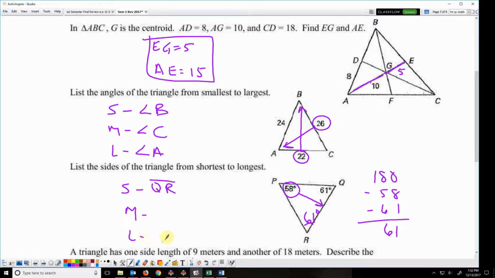The longest side is across from the largest angle, and there's a tie for largest angle at 61 degrees. So across from one of the 61s is PQ, and across from the other 61 is PR. So they'll both go on longest. There's a shortest and 2 longest, and since there's a tie, there won't be a medium.